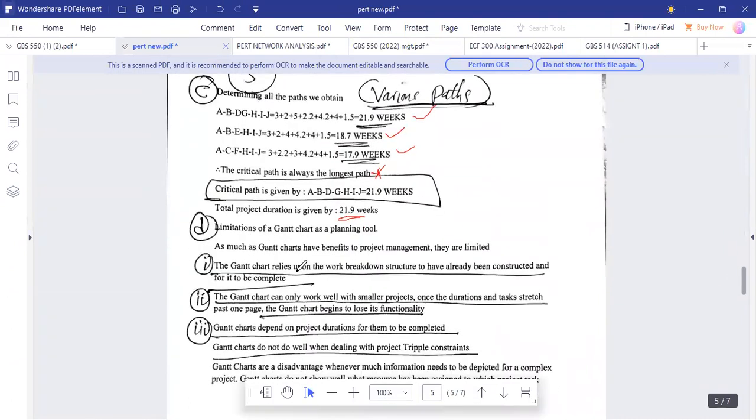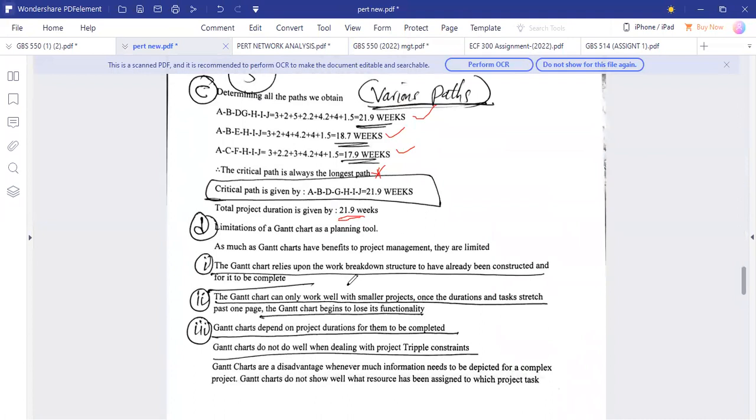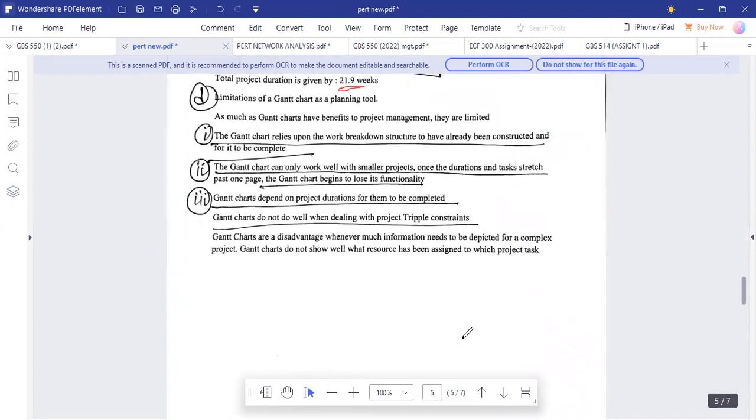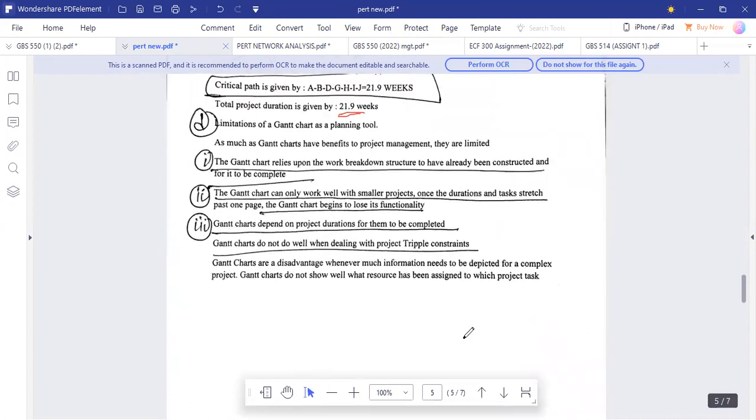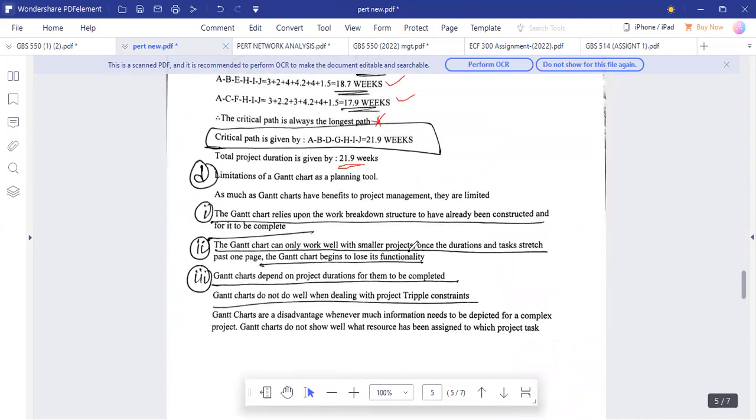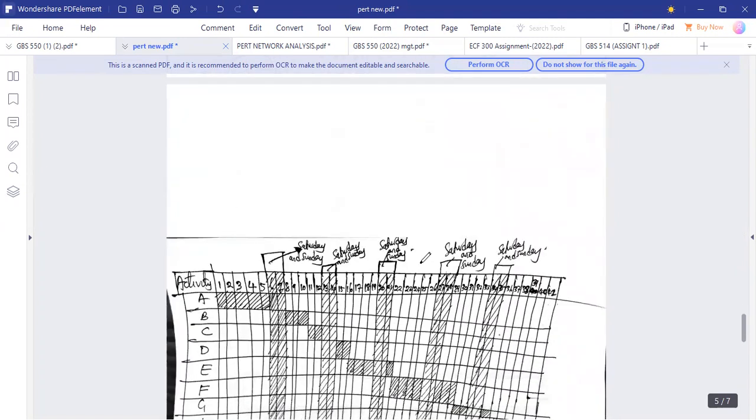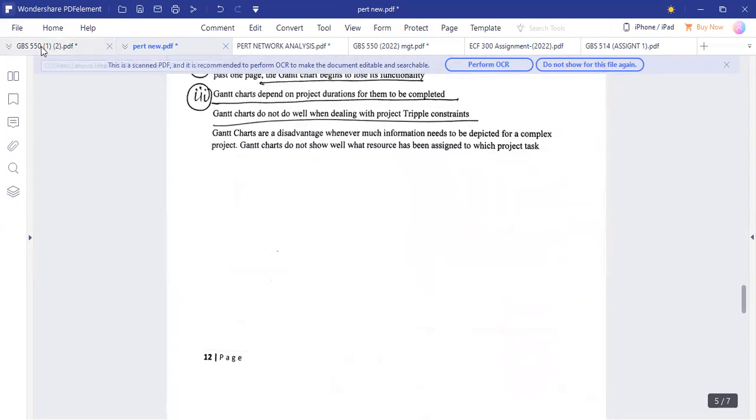As we look at the limitations here, the Gantt chart relies upon the work breakdown structure to have already been constructed and to be complete. So without the project duration, the Gantt chart cannot be drawn. Okay. Of course you can go for any other limitations. All right, so now we can get down to the second part of this problem.